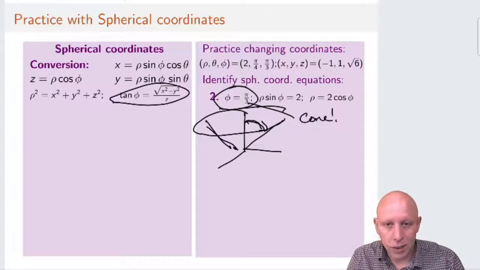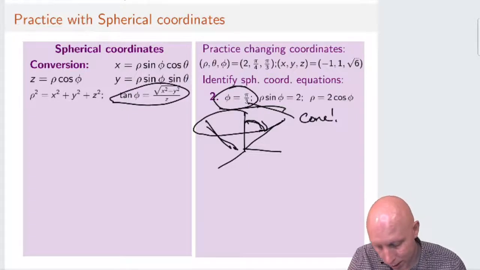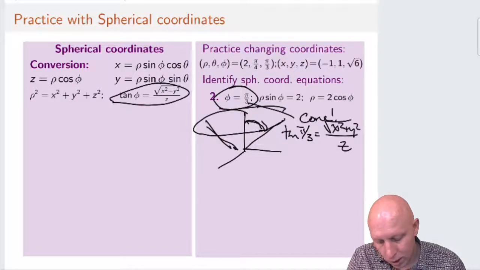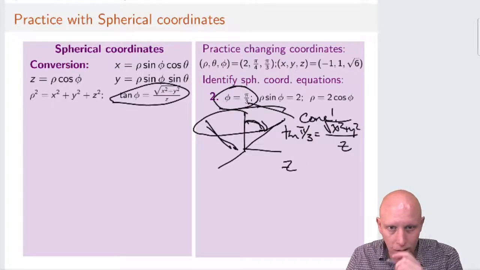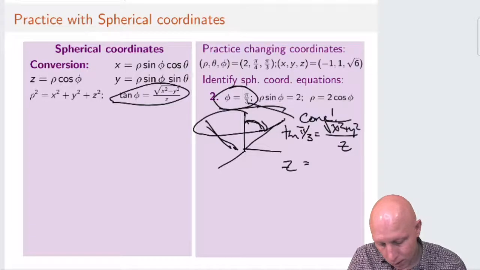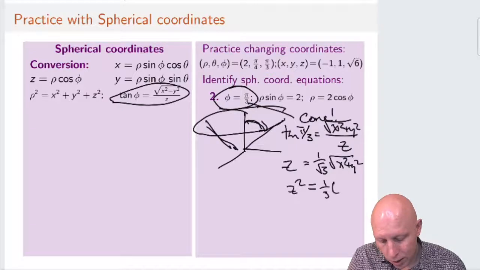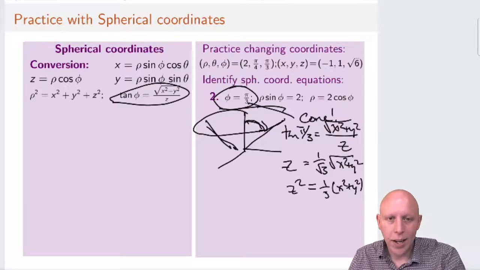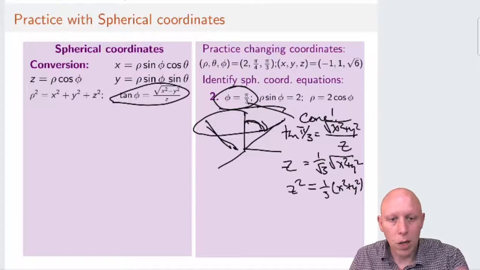and we can apply this formula if we wanted to, and we could say, so tangent of pi over 3 is equal to square root of x squared plus y squared over z. So tangent of pi over 3 is root 3. So z is equal to 1 over root 3 times square root of x squared plus y squared. Or in other words, z squared is equal to 1/3 of x squared plus y squared. And there we're really seeing the cone pop out at us if we want.